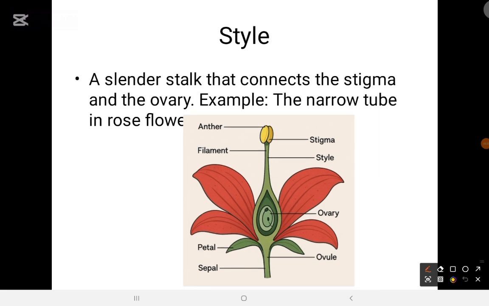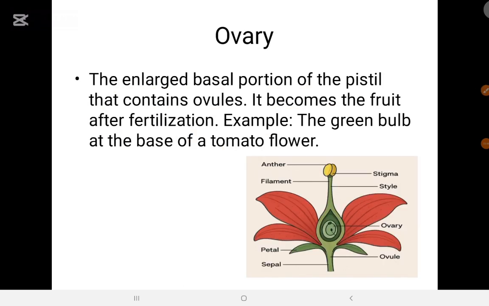Okay, so we have the style. The style is just a slender stalk that connects the stigma to the ovary. Here's the ovary. So the style basically holds the stigma in place and connects it to the ovary. And it is through the style that the pollen tube grows. Now, I've gone through an overview on fertilization, so I'll link the video in the description so that you can watch it. It's a very short video that explains everything you need to know from pollination to fertilization.